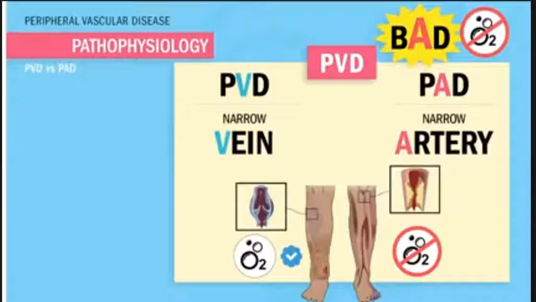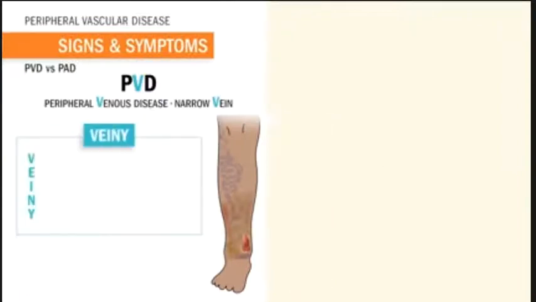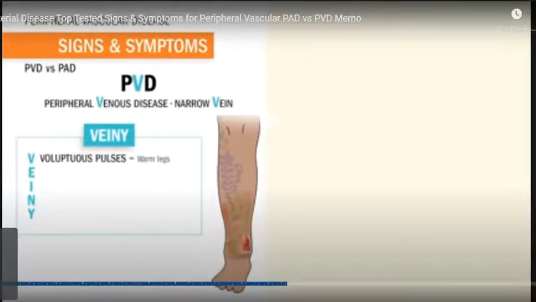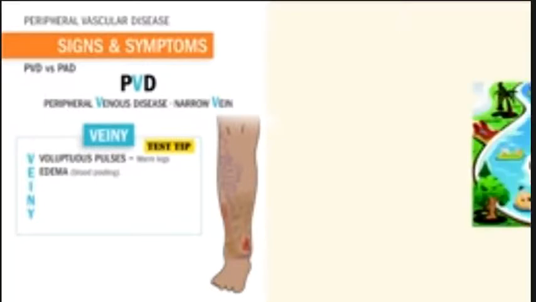Now, as far as the signs and symptoms, PVD is the veins, so use the acronym VEINY, like a veiny arm. V for voluptuous pulses, meaning the blood is being pumped. Guys, the arteries are fine, the veins are the problem here, and that's why the legs are warm. So that's a huge test tip right here. Yes, we have pulses. This means oxygen is getting to the extremity. E stands for edema, where blood starts pooling. So guys, think of an oxygen pool party in PVD.